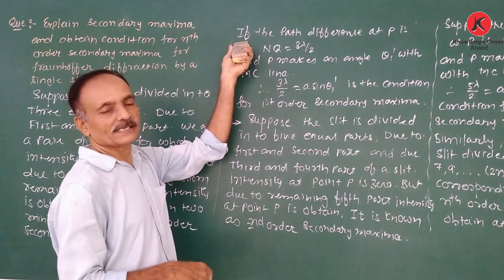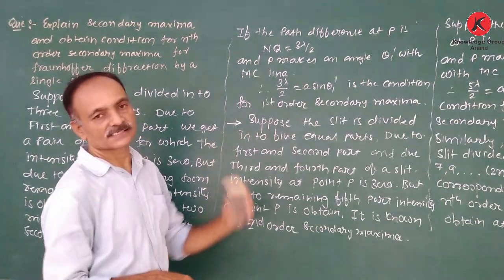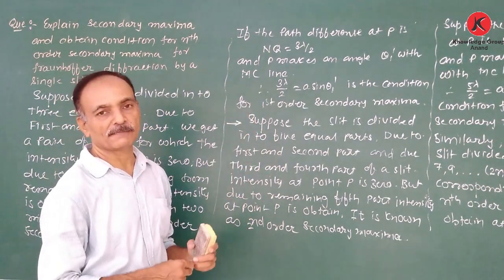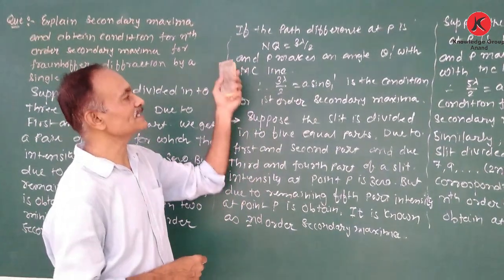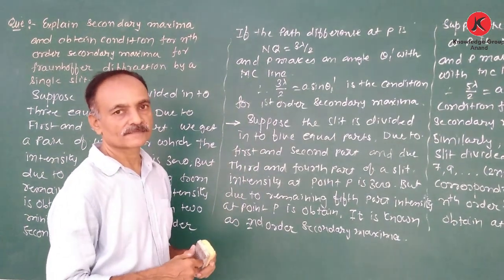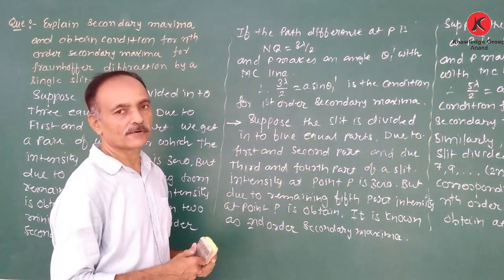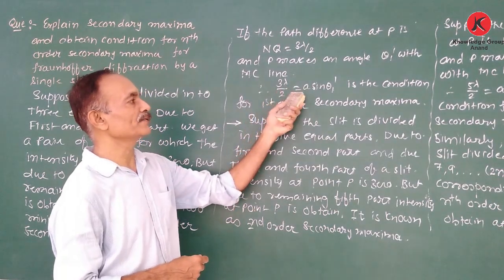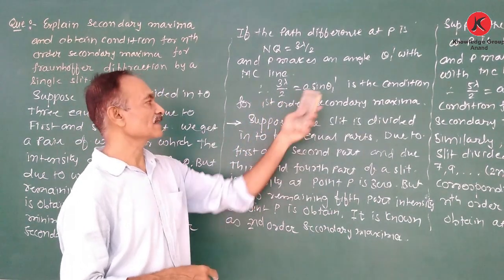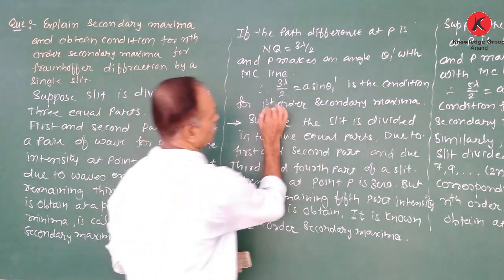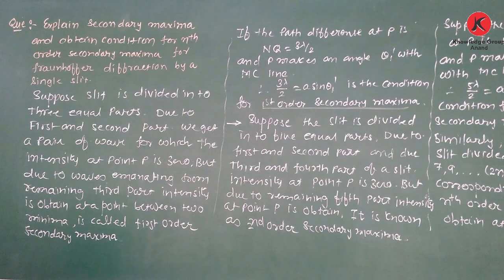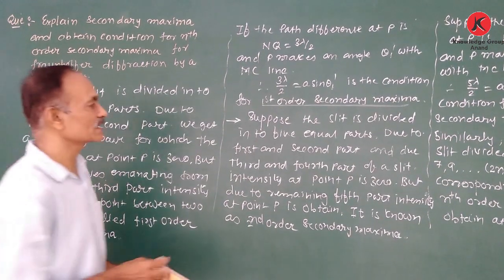Now, if the path difference at point P is 3 lambda by 2, therefore N2 is equal to 3 lambda by 2, and P makes an angle theta 1 dash with the MC line. Therefore, 3 lambda by 2 is equal to a sin theta 1 dash. That is the condition for first order secondary maximum.